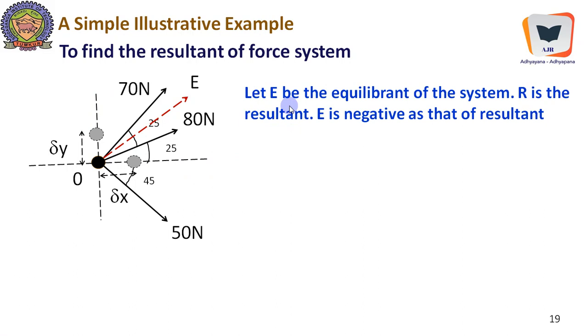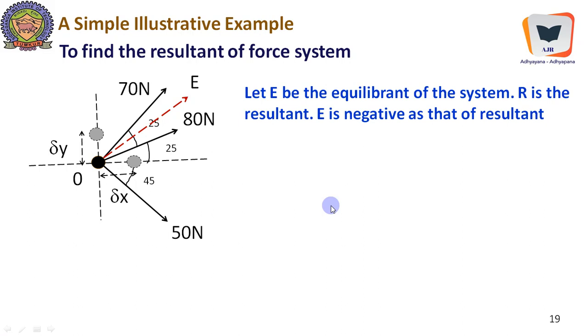Let E be the equilibrant and we need to find the resultant. As the virtual work concept is applicable only for systems in equilibrium, we assume E is the equilibrant of the system, because we are aware that the resultant is opposite in direction to E but the same in magnitude. R is the resultant; E is negative of the resultant. We assume E this way, consistent with this equilibrium concurrent force system, find the equilibrant and negate it. That will become the resultant. We do this because the virtual work method is applicable only for systems in equilibrium.